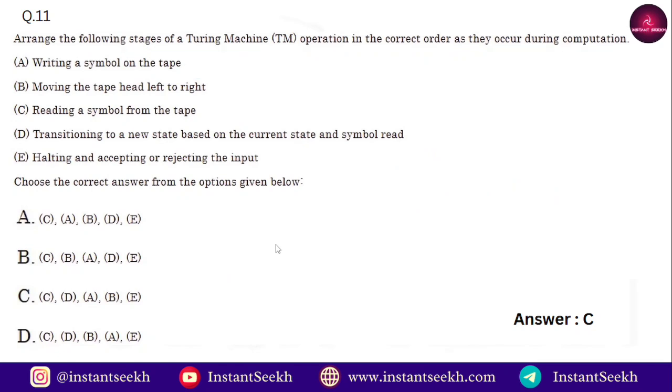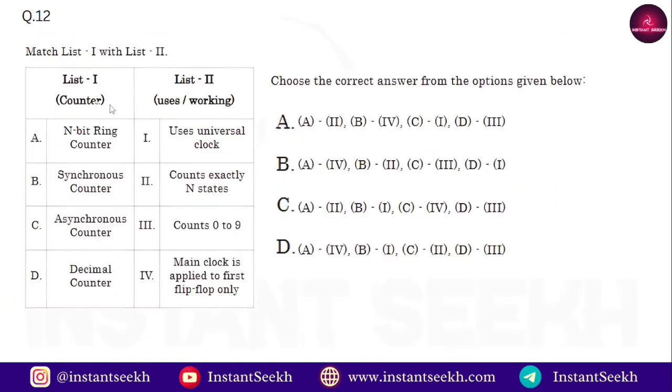Let's move on to the next. Okay, again, match the list: counters and their uses or working, we need to match. Let's find the pattern. First we have n-bit ring counter, synchronous counter, asynchronous counter, and decimal counter. I guess the easiest one to guess is decimal counter, which counts from 0 to 9. So D goes for 3. Let's try to eliminate. There are three options, only one gets eliminated.